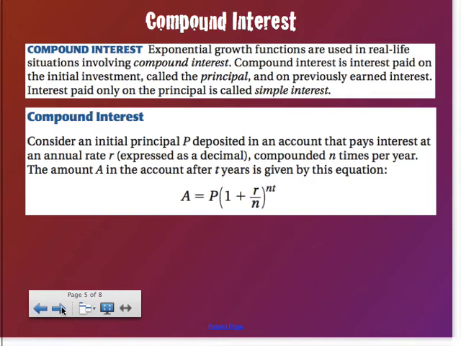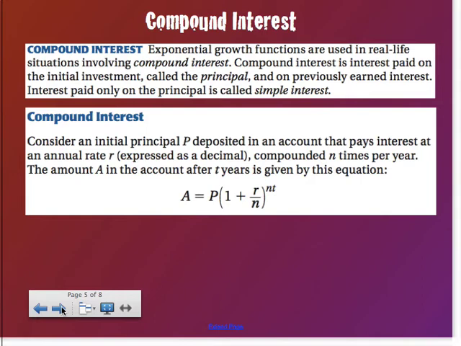The second sentence says, compound interest is interest paid on the initial investment, called the principal. So the initial amount, we're no longer going to use initial amount. Now we're going to call it principal. That's a good word to know. And on previously earned interest. So compound interest is going to keep collecting on whatever's in the bank account at that time. Interest paid only on the principal is called simple interest, and we'll talk about the difference between those tomorrow in class. Compound interest, I'm on the second box.